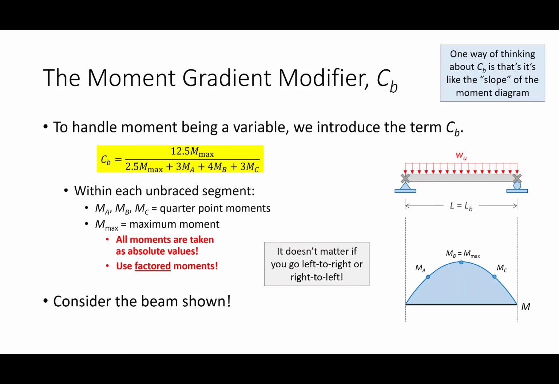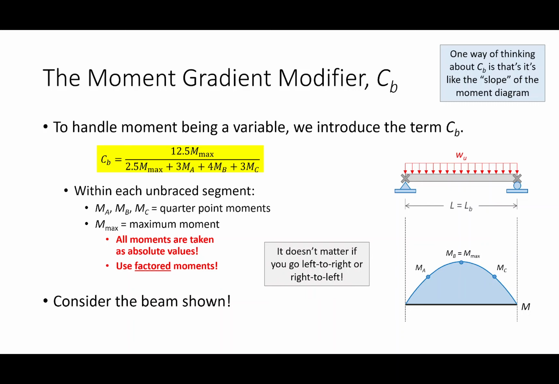And by the way, it doesn't matter if you go A, B, C, or the other way, C, B, A, because you're doing the same thing to A and C. So you can go left to right, right to left, it doesn't matter. Okay? You also, within that segment, take the absolute worst case moment. So the worst case moment could be on the ends. It could be one of these. So in this case, it's MB. Or it could just be somewhere else. You take the worst case moment and you plug and chug.